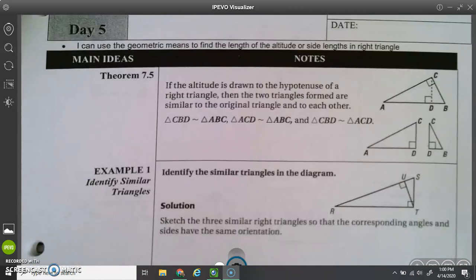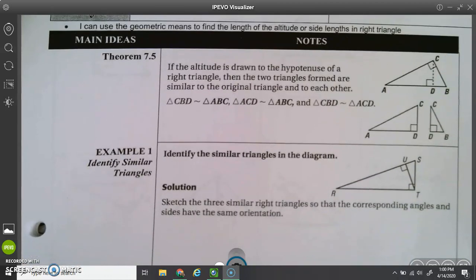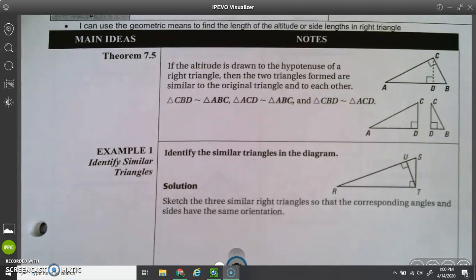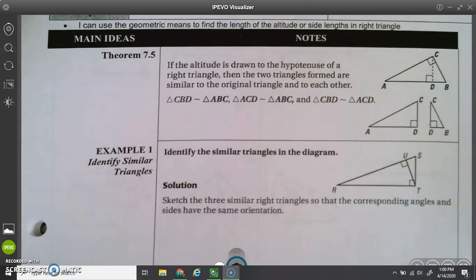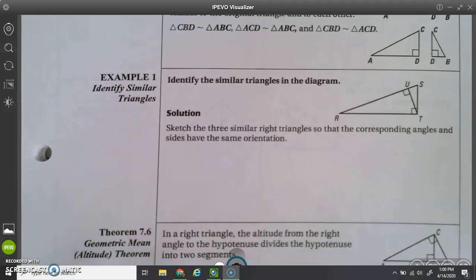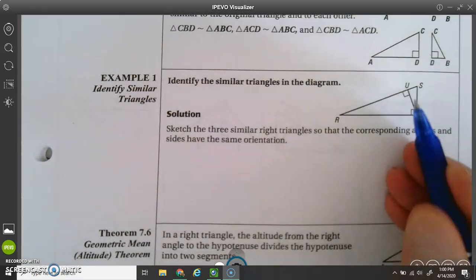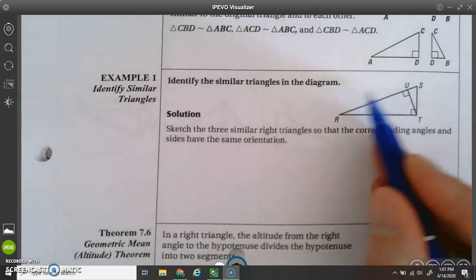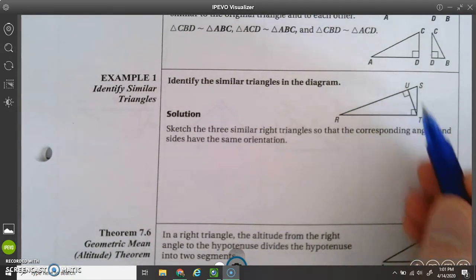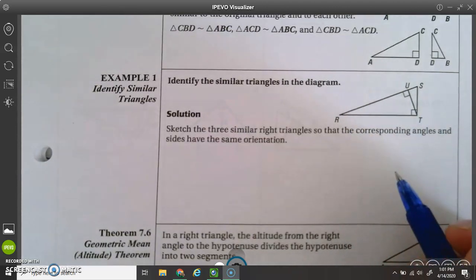Down here below, just to follow along with what we just said, it says identify the similar triangles in the diagram. So I think it's helpful to first draw the largest one. It says sketch the three similar right triangles so that the corresponding angles and sides have the same orientation. So I'm going to start with this largest triangle, and the largest triangle is triangle RST. I usually go in alphabetical order.